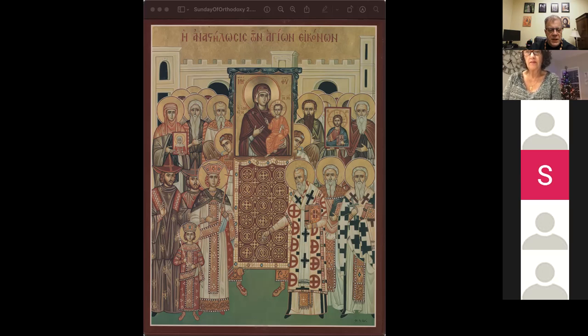The next one is the Venerable Yanukos, which is a derivative of John.